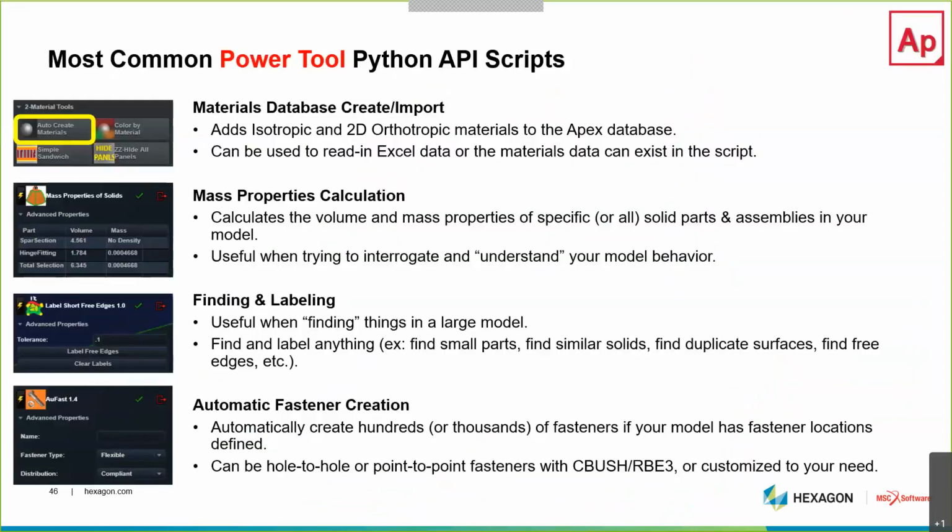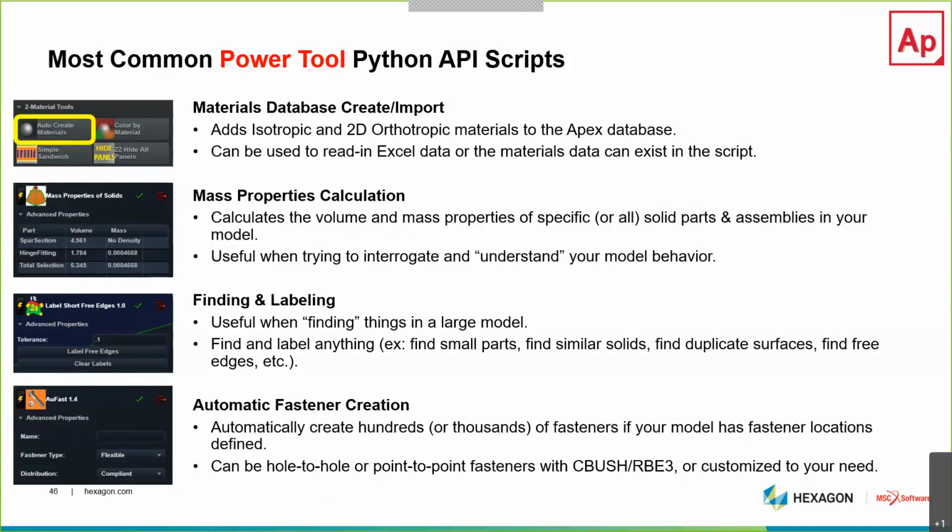So some examples of this, let's just look at power tools. Things like the ability to import your material database, things to automatically calculate mass properties of your part, things to find and label things. Let's say you have a very large assembly and you have one small edge that's preventing it from being solid. I've used this one lots of times. Thank you to the gentleman that actually made that Python script. We find it very useful here at MSC.